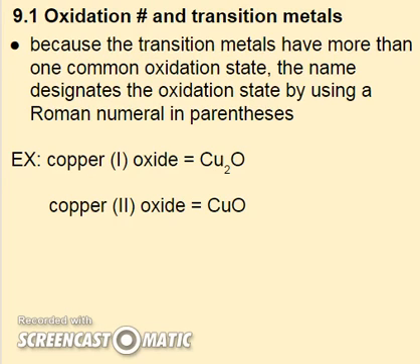And then just one last reminder, and this is really stuff we already know: because transition metals have more than one common oxidation state, if you see Roman numerals in the name, like copper(I) oxide or copper(II) oxide, that is designating the oxidation number, and you would go ahead and use that. You wouldn't have to deduce it from the formula itself.